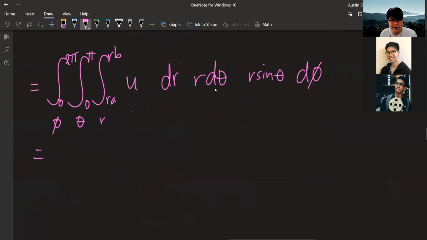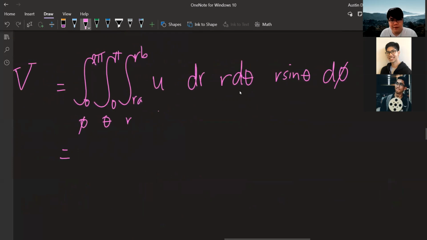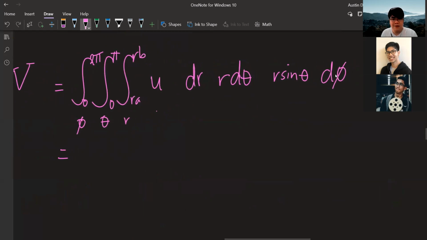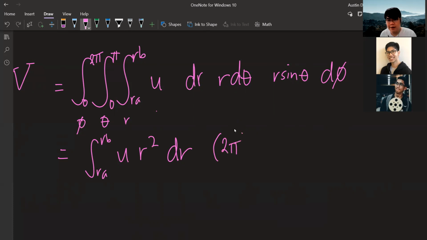Kapag in-integrate mo pala si phi, tapusin na natin yung integral. Ititira na lang natin yung RA at RB, yung integral with respect to R. So, pag samahin ko si R dito, meron ako extra R, meron ako extra R, so r squared dr. Sa dphi ko, itong dphi would run from 0 to 2 pi, the whole circle, the whole equator. Okay, so we have 2 pi.